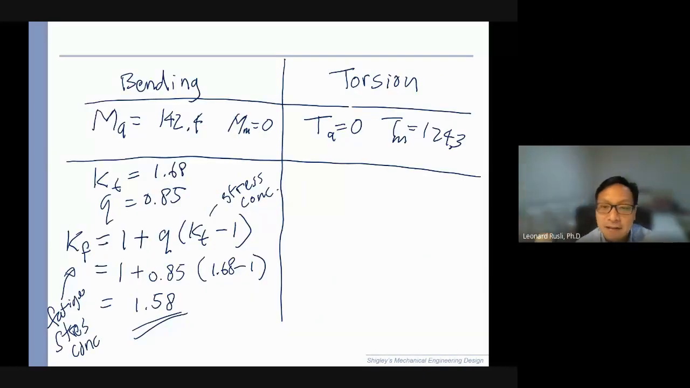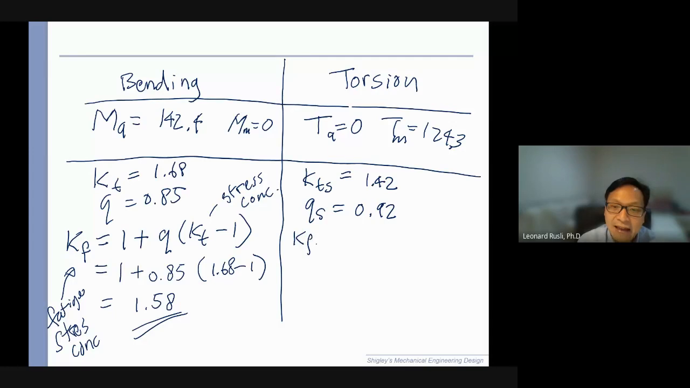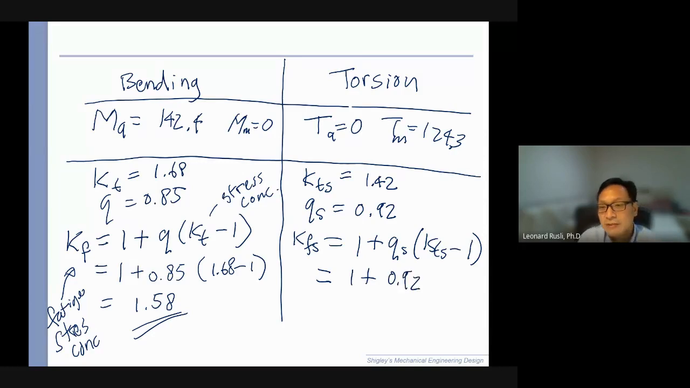We combine it here, okay? We did KTS 1.42, Q shear 0.92. So KFS, S stands for torsional shear, 1 plus QS times KTS minus 1. So 1 plus 0.92 times 1.42 minus 1, 1.39. So we obtain KFS for torsion. Any questions so far? This all comes into the big equation soon.